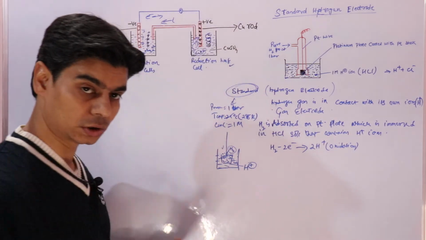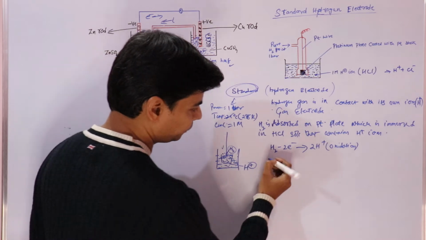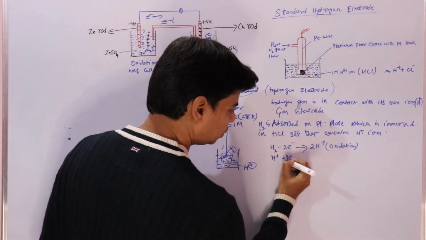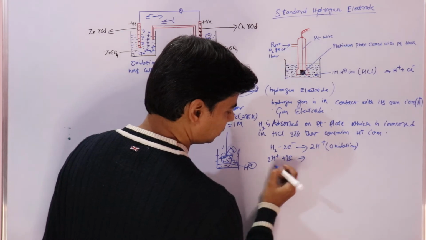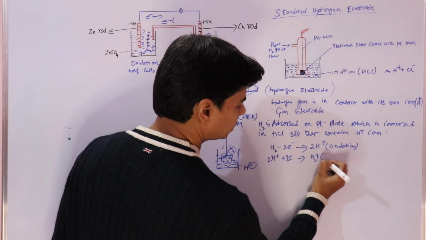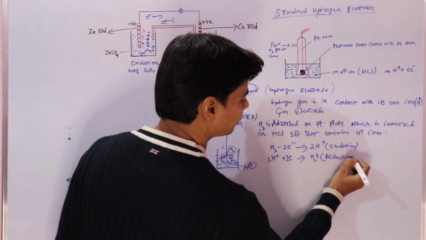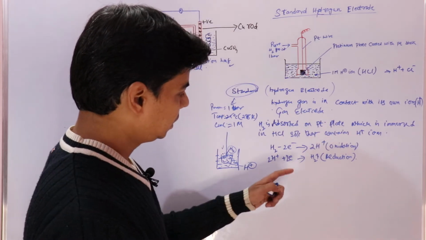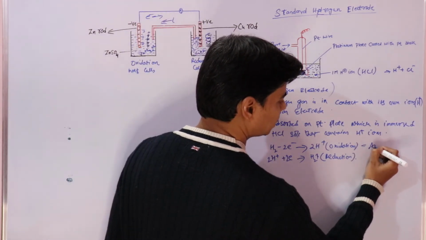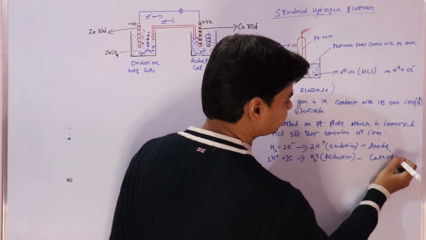The other reaction is where hydrogen ions in the solution gain 2 electrons. 2 hydrogen ions gain 2 electrons to form hydrogen gas. This is your reduction reaction, right? Oxidation occurs, we know, at the anode, and reduction occurs at the cathode.